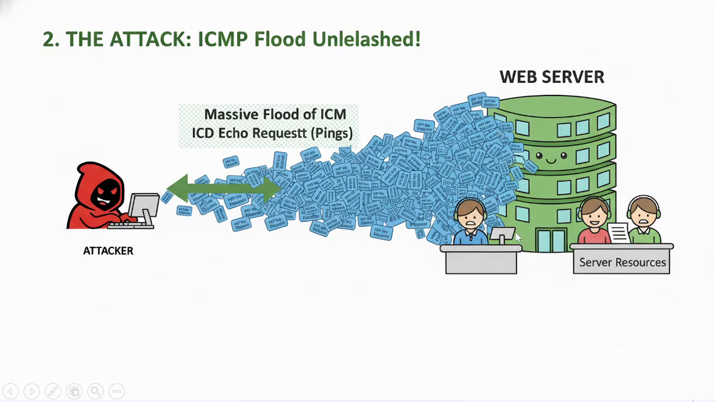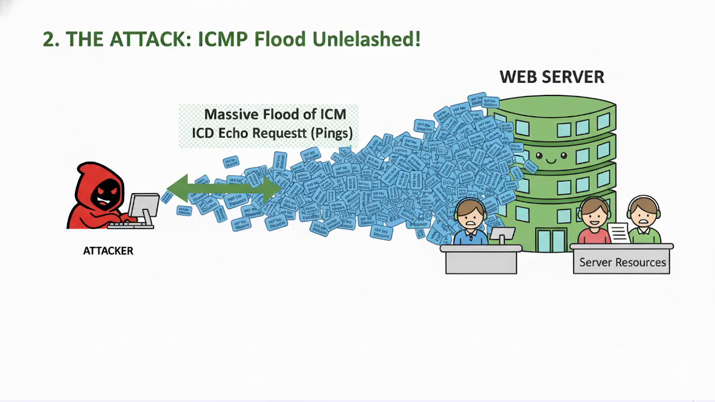You can see the overwhelming volume of blue packets. These are the blue packets hitting the server. Each ping requires the server to process it and send a reply. This consumes valuable server resources, like CPU cycles and network bandwidth. Our server administrators, represented by the figure at the bottom, are quickly overwhelmed. They can't keep up with the legitimate requests, let alone this massive flood.